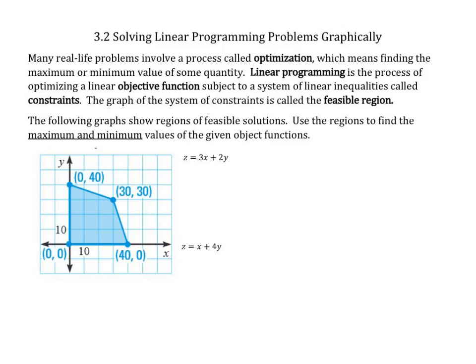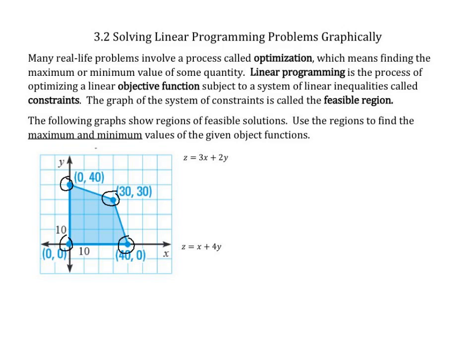The graph of the system of constraints is called the feasible region, so the part that is highlighted. The following graphs show regions of feasible solutions. Use the regions to find the maximum and minimum values of the given objective functions. So the objective function is z equals 3x plus 2y. And I have 4 points that we have to check each one with to see which will give the minimum and which one will give the maximum.